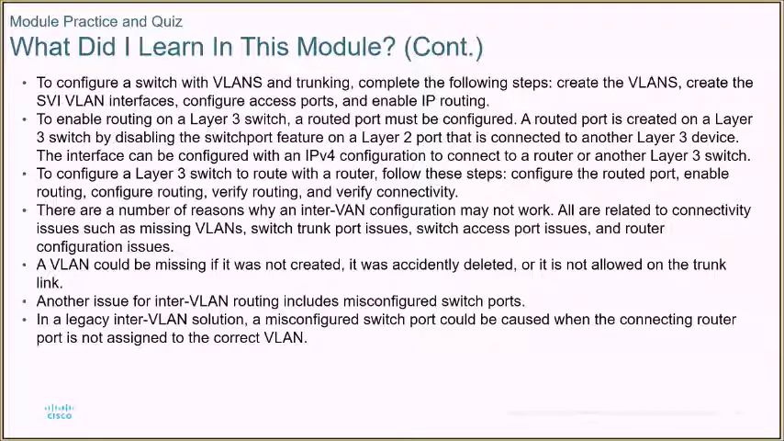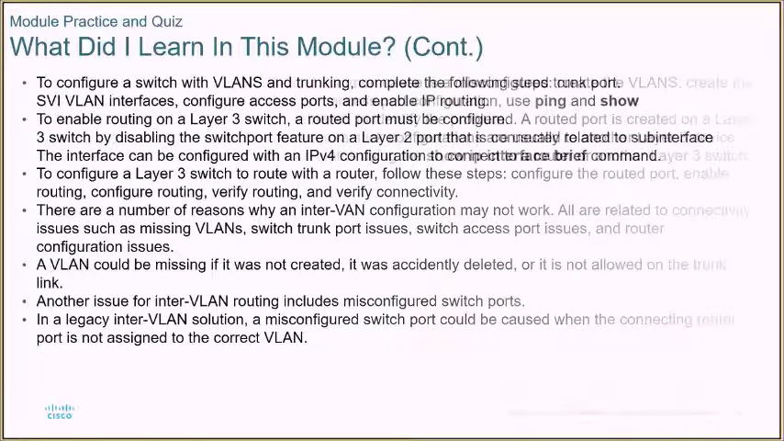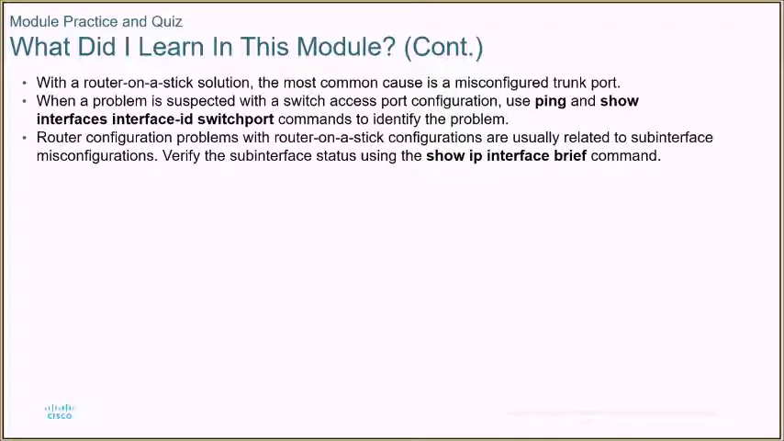There are a number of reasons why an inter-VLAN configuration may not work. All are related to connectivity issues such as missing VLANs, switch port issues, switch access port issues, and router configuration issues. A VLAN could be missing if it was not created, it was accidentally deleted, or was not allowed on the trunk link. Another issue for inter-VLAN routing includes misconfigured switch ports. In the legacy inter-VLAN solution, a misconfigured switch port could be caused when the router port is not assigned to the correct VLAN. Last one, with a router on a stick solution, the most common cause is a misconfigured trunk port.